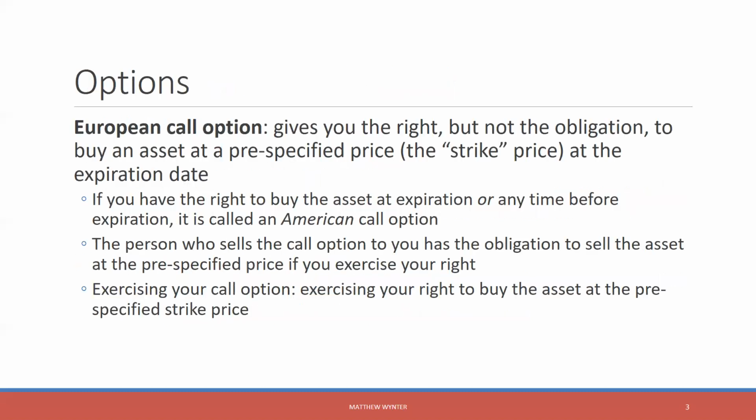So options, a European call option. You've probably heard the term call option, very familiar with it if you've had this material before. If it's your first time being introduced to these concepts, hopefully we'll be able to build them out. So the European call option gives you the right, but not the obligation, to buy an asset at a pre-specified price. That pre-specified price is going to be called the strike price. With a European call option, I have to wait until the option matures in order to exercise it.